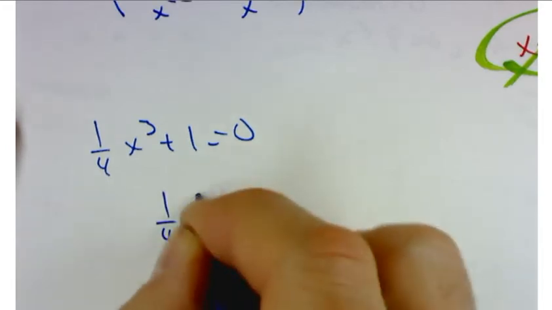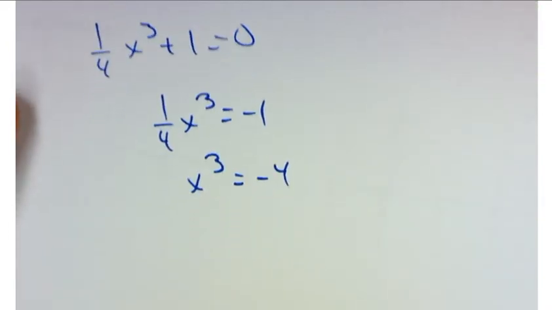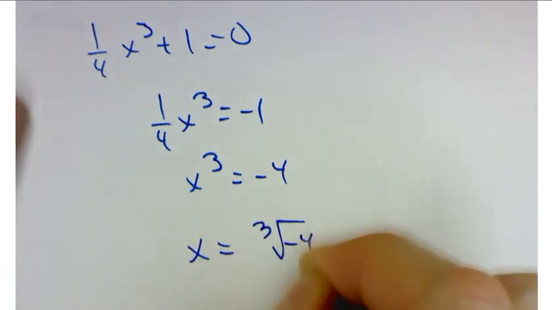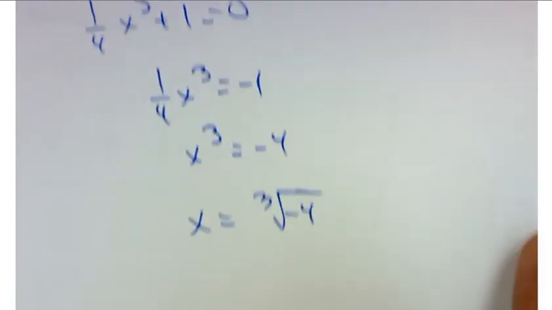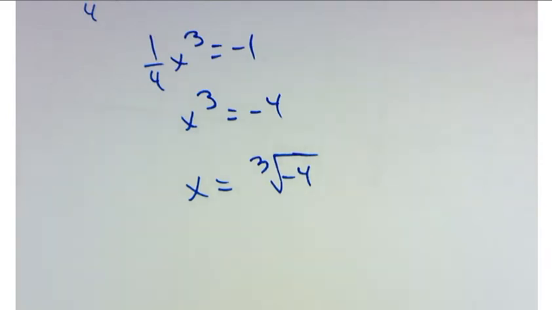I get 1/4 x cubed equals negative 1. X cubed equals negative 4. Can I stop? You can take the cube root of a negative number. Like the cube root of negative 8 would be negative 2. But there is a problem here. Can you see it? You don't have to calculate what the cube root of negative 4 is to see it. Yeah, it's not in the domain, right? It's negative. So this is another point that's not in the domain.